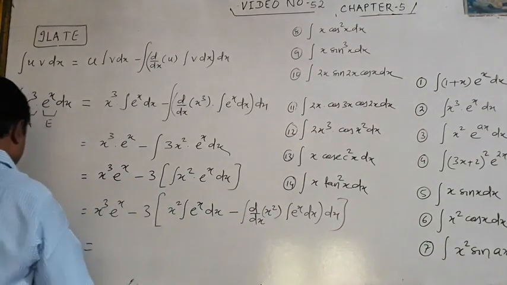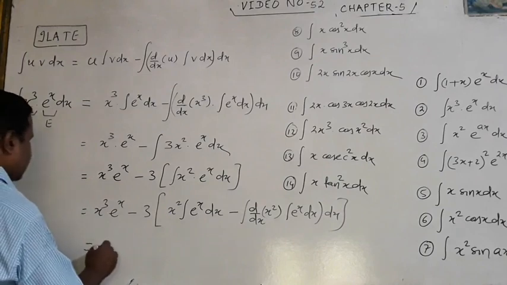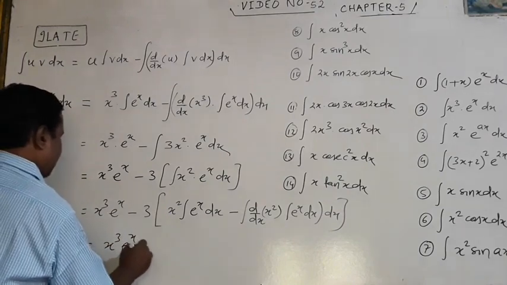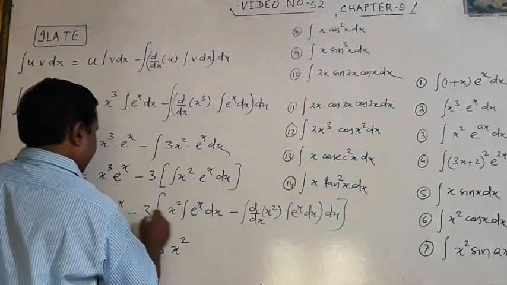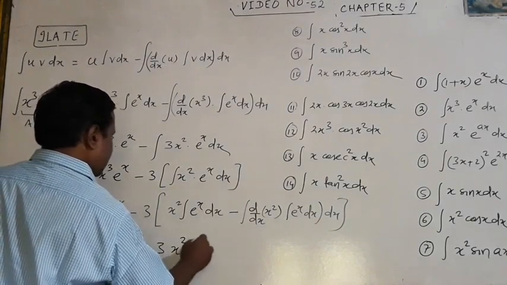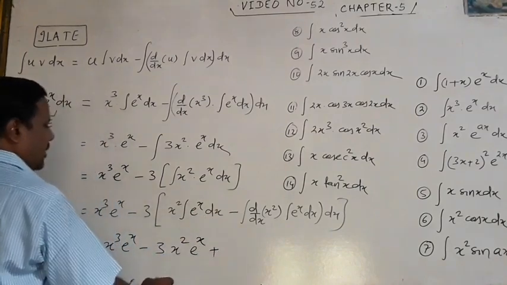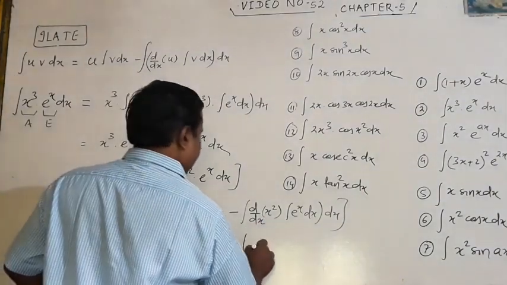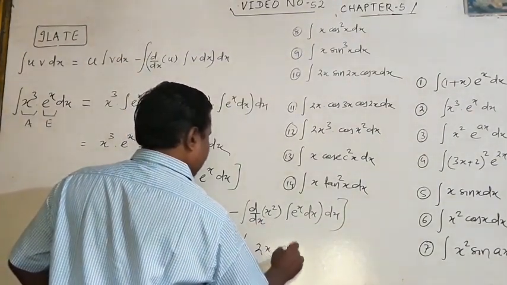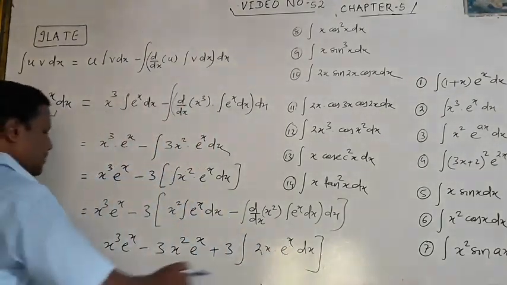It becomes x cube e to the power x minus 3 x square e to the power x integration, which is e to the power x, minus 3, and this minus becomes plus 3 integration. X square, the derivative is what? 2x. Integration of e to the power x is what? e to the power x.